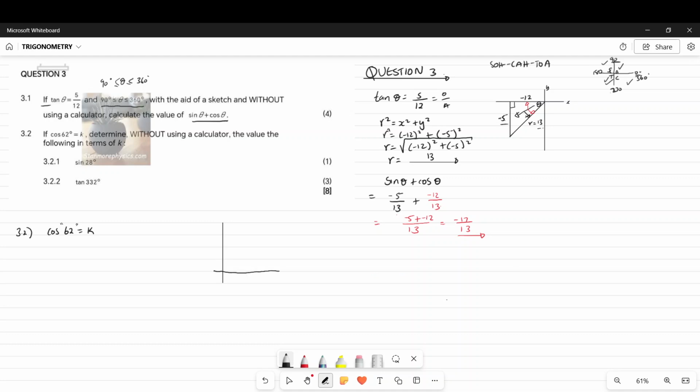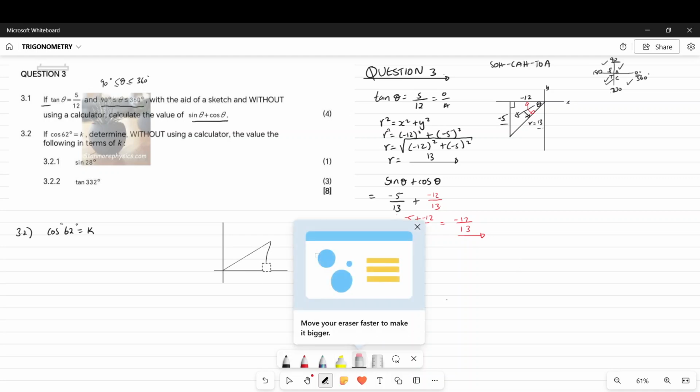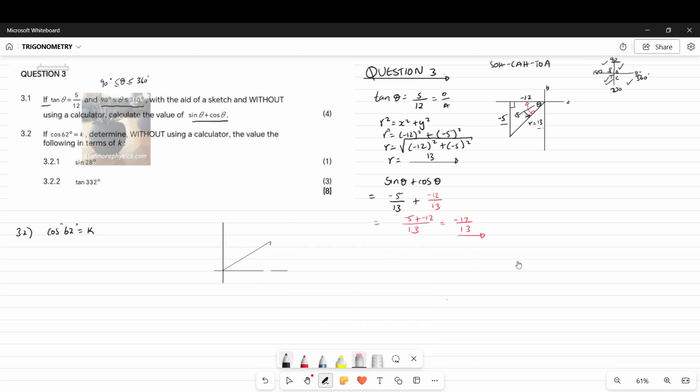So now you're going to have it over here like this. You're going to get your hypotenuse over there. Then, okay, let's erase that. Right, so now you're going to have something like this, right? So now 90 degrees on the first quadrant, right? So now this angle here is 62.